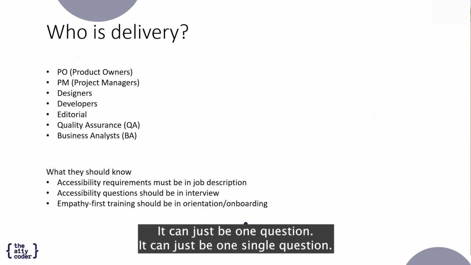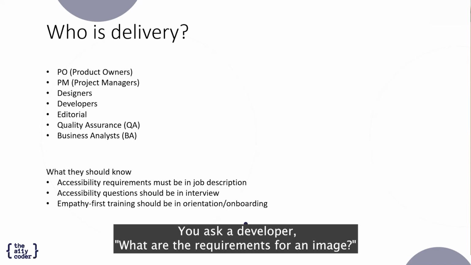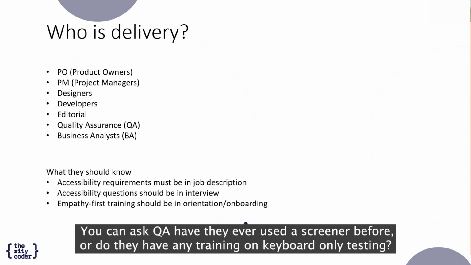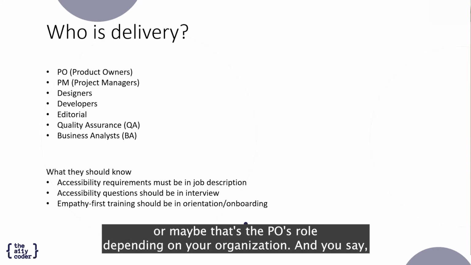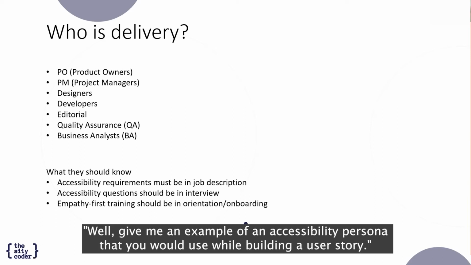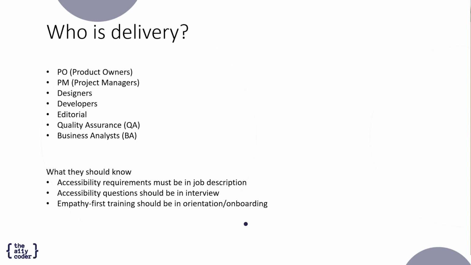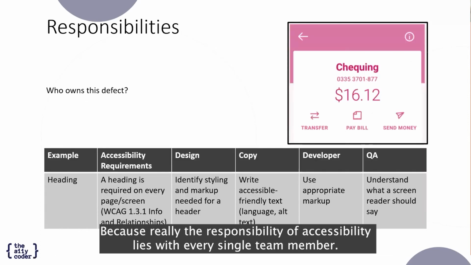And some of those accessibility questions should be on the interview. It can just be one single question. You ask a developer, what are the requirements for an image? You can ask a QA, have they ever used a screen reader before? Or do they have any training on keyboard only testing? You ask a BA who writes stories, or maybe that's the PO's role, depending on your organization, and you say, well, give me an example of an accessibility persona that you would use while building a user story. Because really the responsibility of accessibility lies with every single team member.